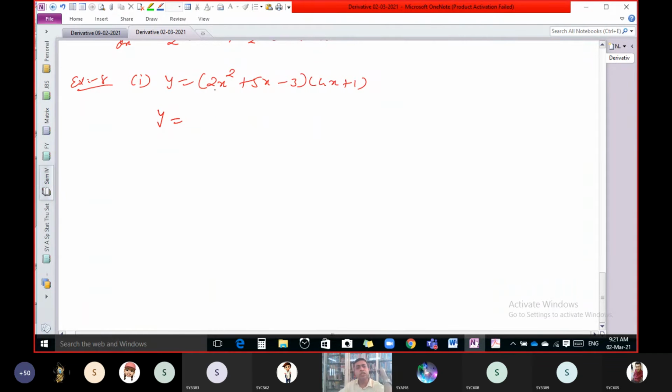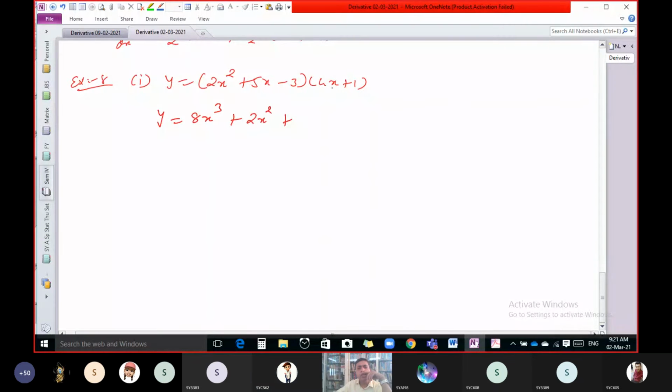So how to open these two brackets? You have to multiply 2x square with this 4x plus 1. Simplify and tell me the first step. Multiply this with both the terms. What do we get here? 8x cube plus 2x square. Correct.